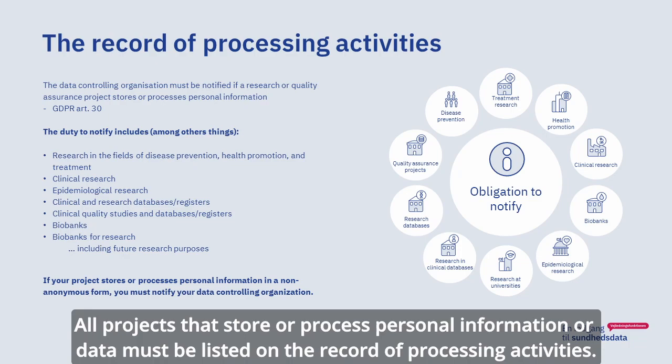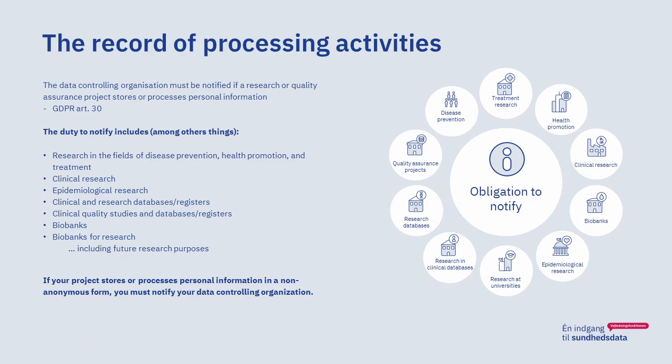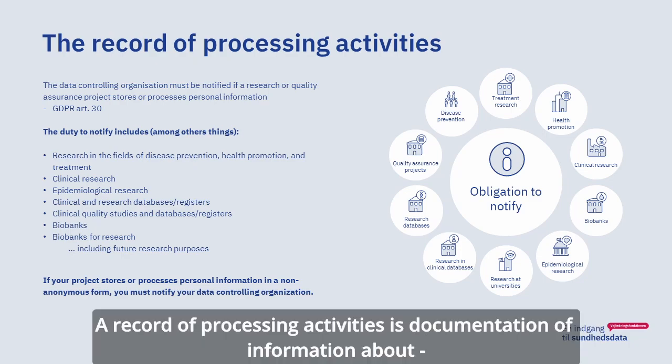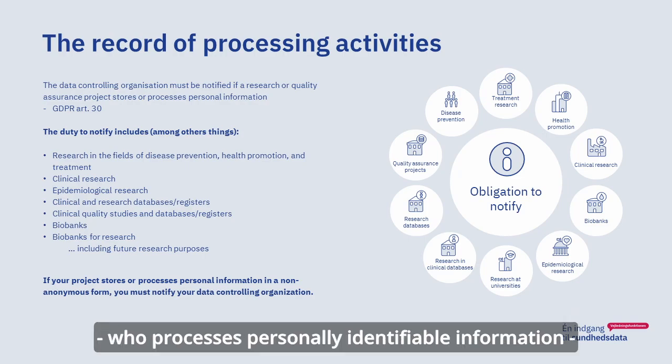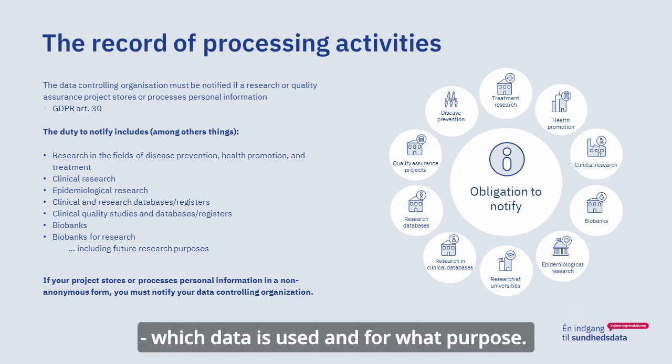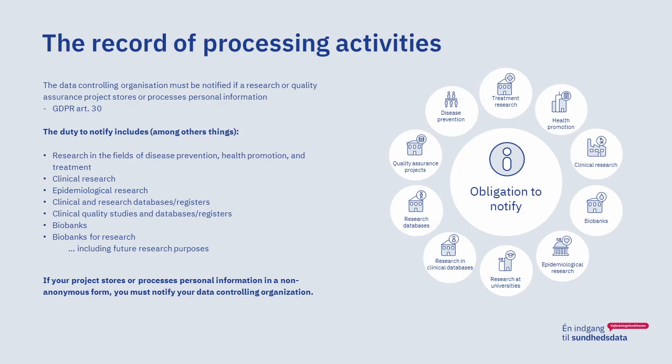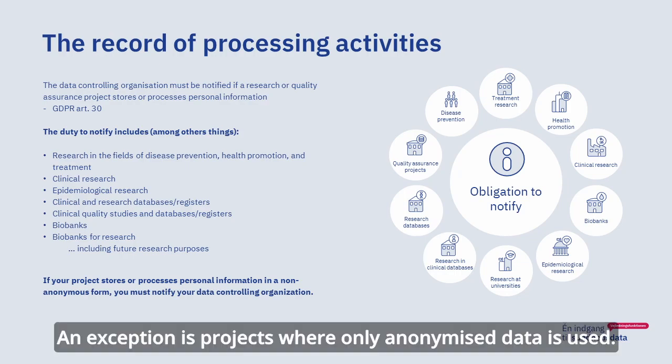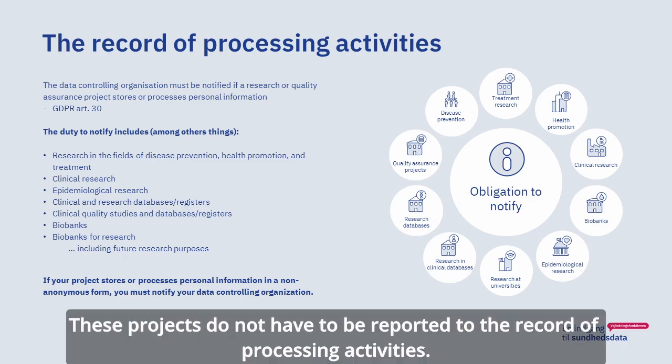All projects that store or process personal information or data must be listed on the record of processing activities. A record of processing activities is documentation of information about who processes personal identifiable information, which data is used, and for what purpose. An exception are projects where only anonymized data is used. These projects do not have to be reported to the record of processing activities.